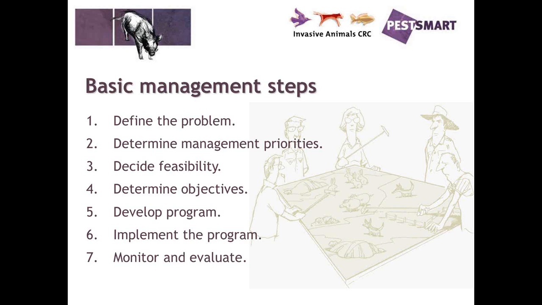So then you've got to determine the management priorities. What's important in the area? What would you like to conserve? Those sorts of things, because it may not be financially viable to target the whole area. Then you may be able to focus more specifically on, say, cropping areas or whatever it might be that you're trying to protect. Then you want to decide on the feasibility, the costs associated and all those sorts of things. Determine some clear measurable objectives so you can actually see whether you're meeting these objectives over time or whether something needs to be done.